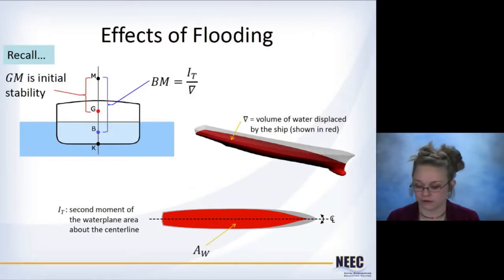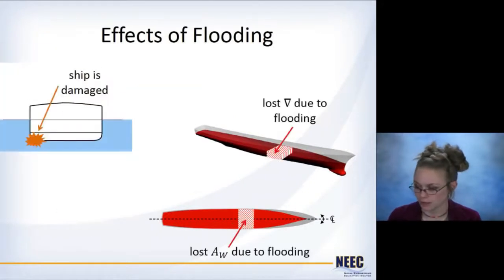All right, so your ship has become damaged. It's going to flood. What are the effects of that flooding? If you recall, GM is our measure of initial stability, and in order to get GM, you have to calculate the length BM. BM is calculated by the second moment of the waterplane area about the center line divided by the underwater volume of the ship, so those two are shown here.